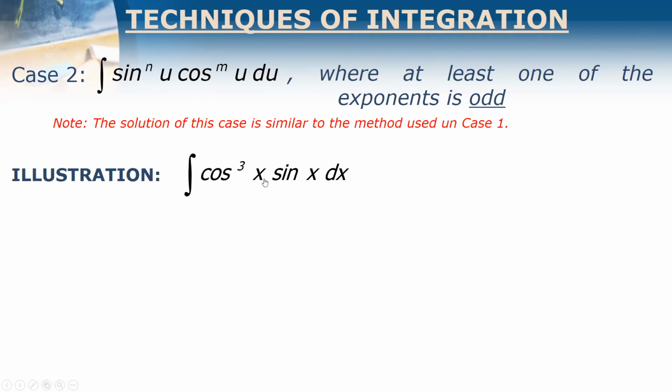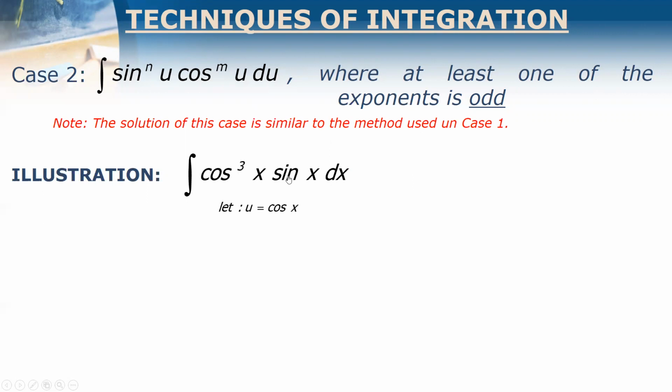Evaluate the integral of cosine x cubed sine x dx. Now, in this case, both exponents are odd. n is odd, 3, while m is odd, 1. So we can use both cases. First, we extract sine x to be part of du, or we can extract cosine x to be part of du. Okay. Let's try both methods, or both solutions.